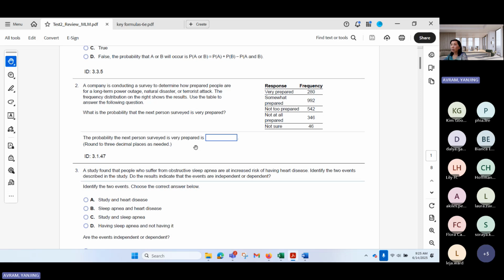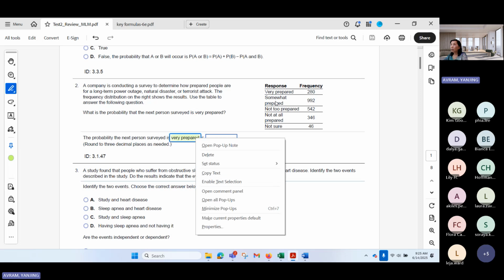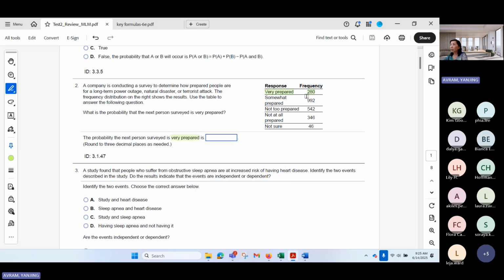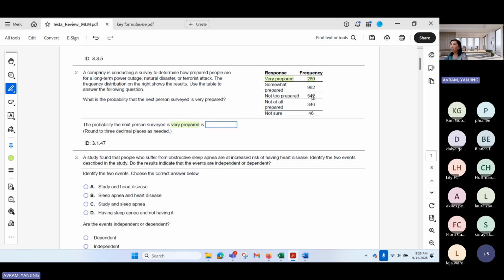All right, so it's very prepared. Actually, it's called very prepared. Okay, so what's very prepared? Very prepared here is 280, right? So you're going to need to use 280 divided by the total. Okay, so I'm giving you a minute. Let's see if anyone can come up with it. How do you do this one? And first, this one did not give you the total, so we will need to add a total on your own and then divide, using 280 divided by total.